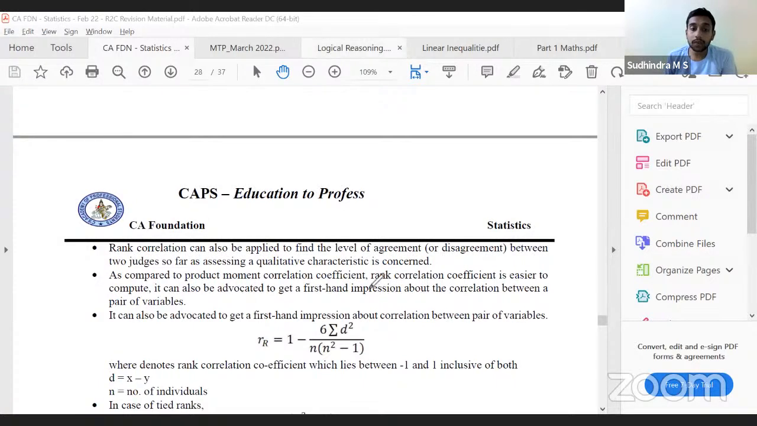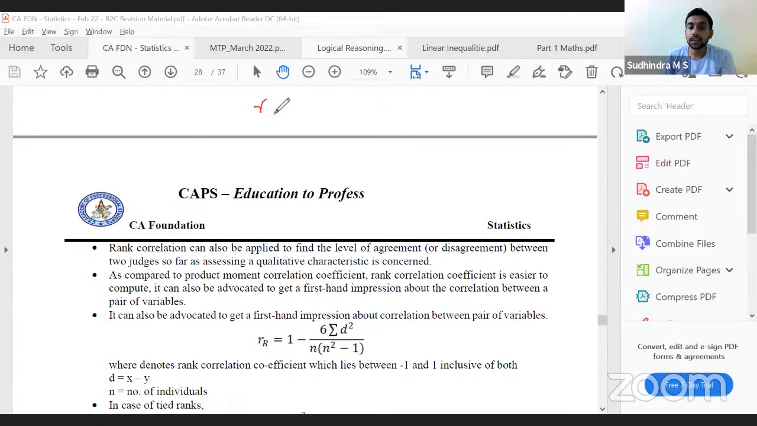Now, what is the advantage here? Rank correlation coefficient is easier when compared to product moment because of the formula. Computation becomes easier, and it can be advocated to get a first-hand impression. So we are not looking into in-depth correlation analysis. We only want an on-the-face-of-it analysis. In such cases, we can go with rank correlation instead of Karl Pearson's.